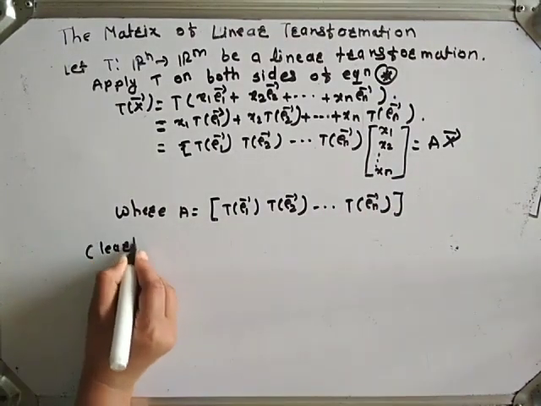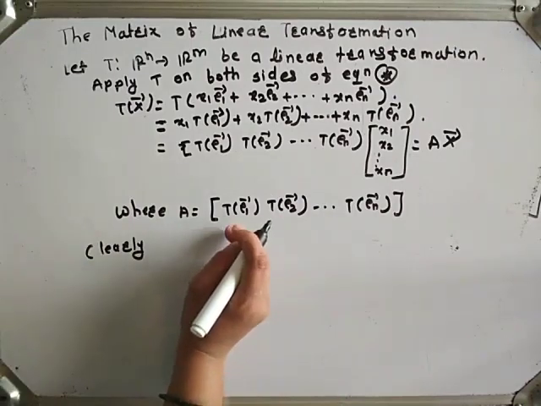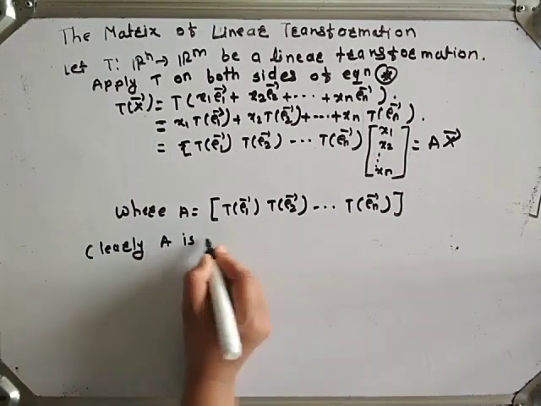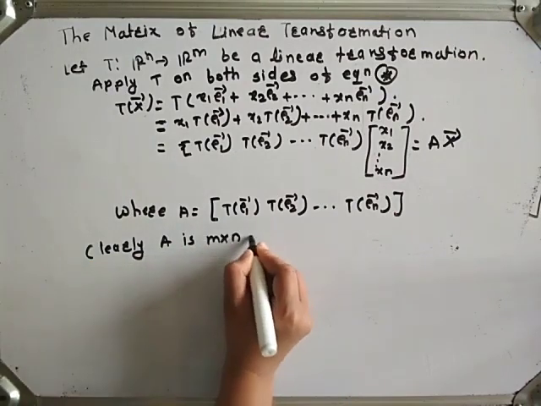Clearly, this matrix is of dimension m by n. Clearly, A is an m by n matrix.